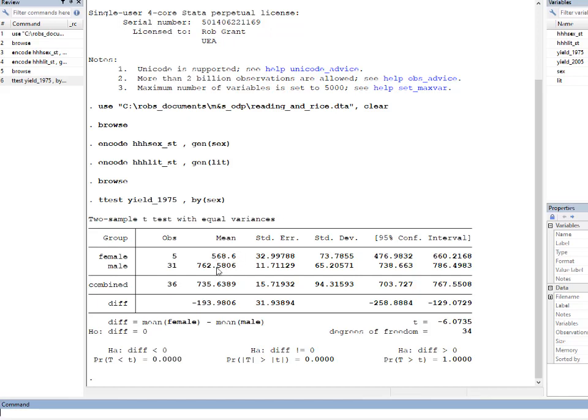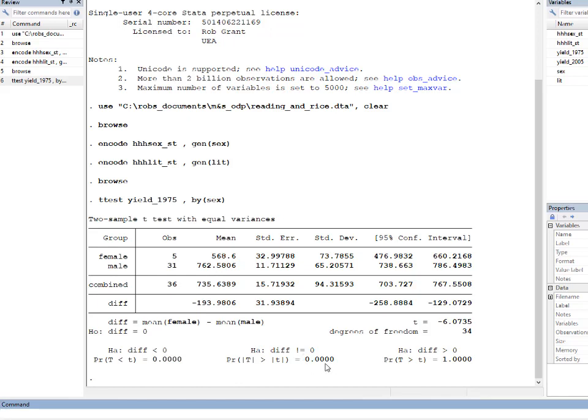And it looks as though the males are doing much better in 1975, but that could be just random variation. So down here we've got the null hypothesis, which is that the mean of the females minus the mean of the males is equal to 0. In other words, the null hypothesis is that in 1975, in the population, the mean difference was 0. So if that was the case, what's the chance of getting as far from 0 as this? And the answer just comes out here, 0.0000.